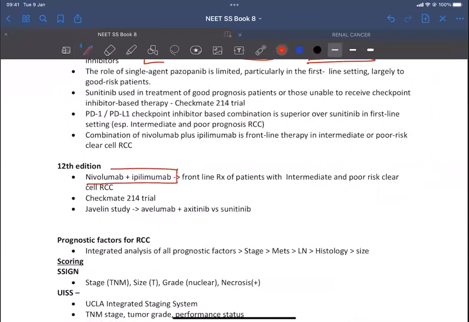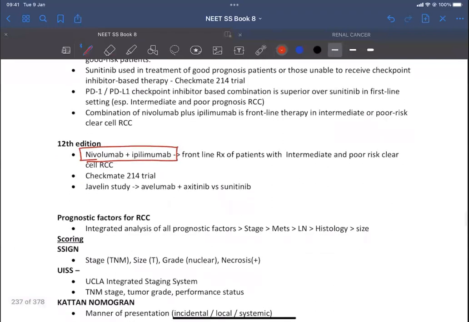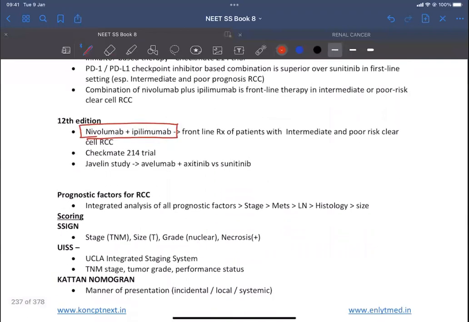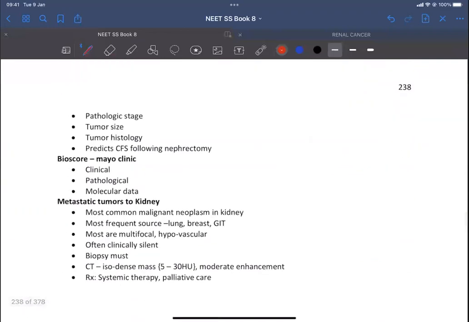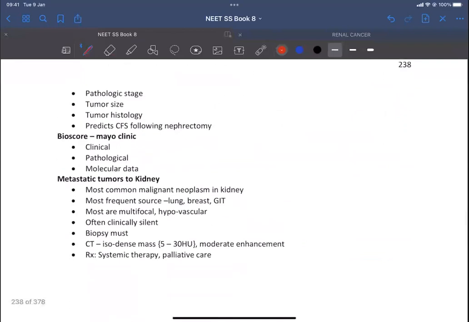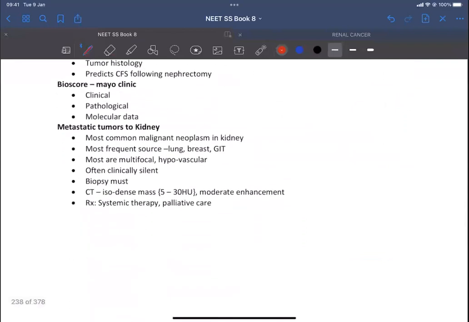That's from the 12th edition of Campbell. Nivolumab and ipilimumab is the frontline for intermediate and poor risk tumors, and there are trials going on every day, and treatment keeps changing every time they release the guidelines. Treatments change.